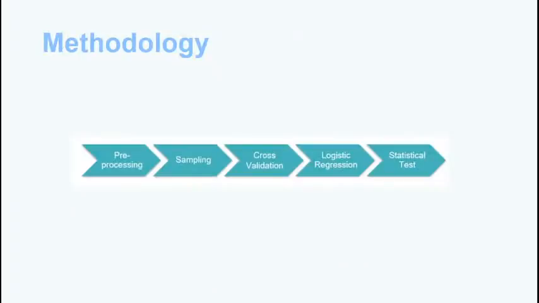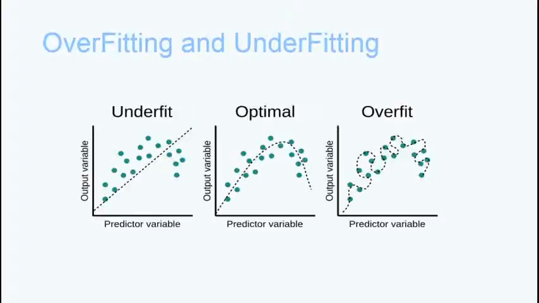So this methodology has pre-processing, sampling, cross-validation, logistic regression, and statistical test. I will tell you what sampling is and what cross-validation is. But before we go into sampling and cross-validation, I need to tell you about overfitting and underfitting.